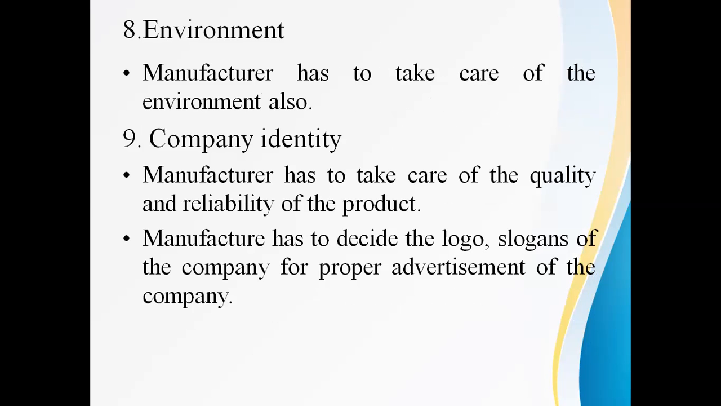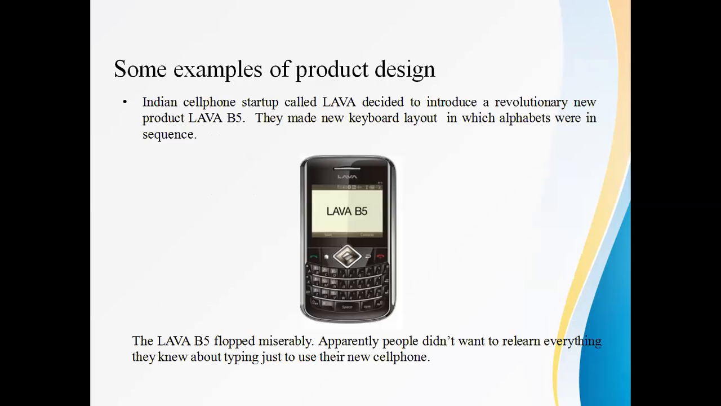Next aspect is environment. The manufacturer has to take care of the environment also. Next one is company identity. The manufacturer has to take care of the quality and reliability of the product. Also, it has to decide the logo and slogans of the company for proper advertisement of the company. Now we will see some examples of good product design and bad product design.